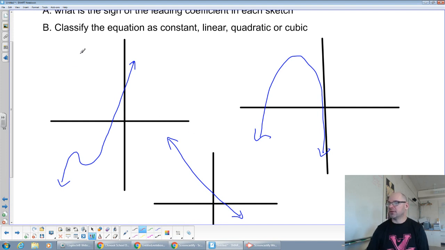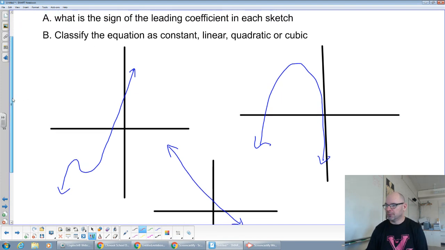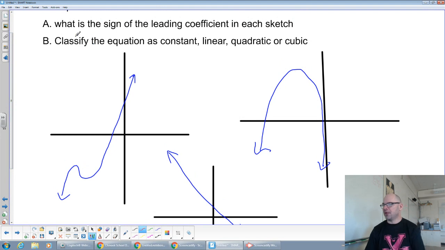Okay, so let's answer the first one. What is the sign of the leading coefficient? This one's climbing from left to right, so this would be a positive leading coefficient. Okay, it's got 1, 2 turning points, so that means it must be cubic.